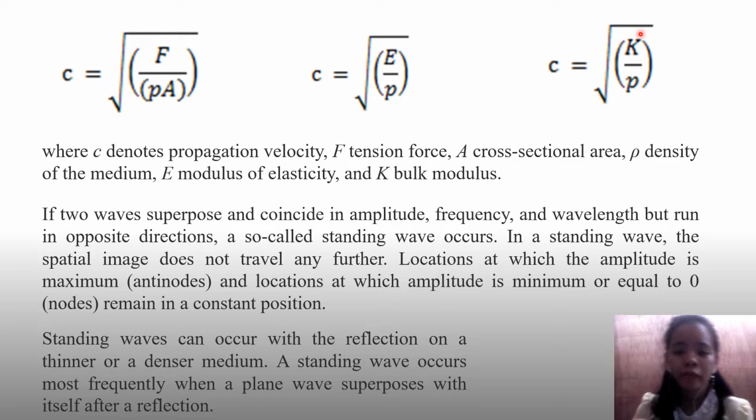In a standing wave, the spatial image does not travel any further. Locations at which the amplitude is maximum and locations at which the amplitude is minimum or equal to zero remain in a constant position. Standing waves can vary with the reflection in a thinner or a denser medium. A standing wave occurs most frequently when a wave superposes with its own reflection.